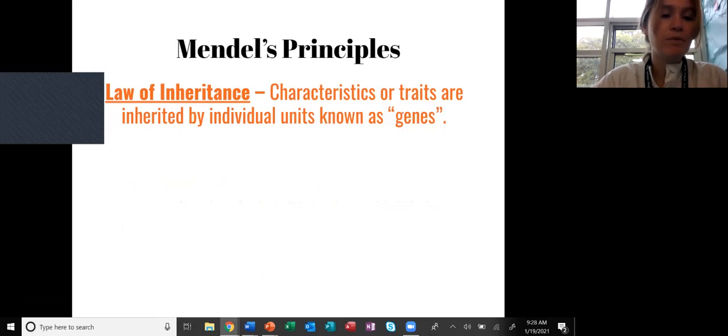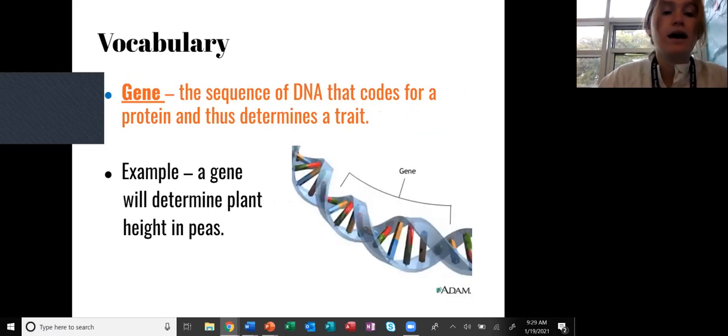So Mendel came up with a few principles that we're going to talk about. One of those being the law of inheritance. This just states that characteristics or traits are inherited by individual units known as genes. We already know this, we're just adding a fancy term to it. So characteristics, traits are inherited by individual units known as genes. So we get genes from our parents, therefore we inherit them from our parents, thus the title law of inheritance.